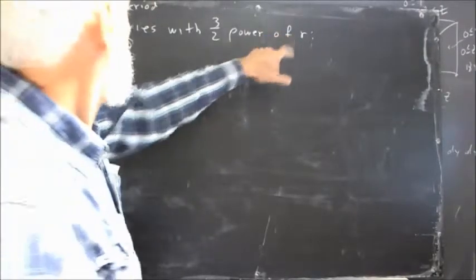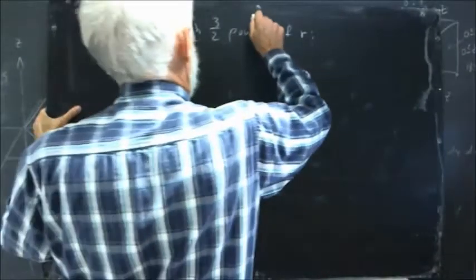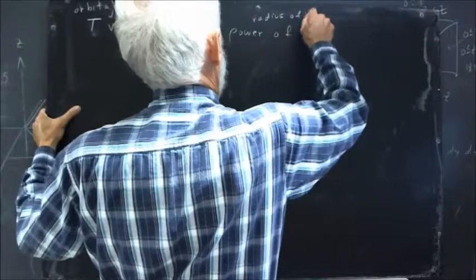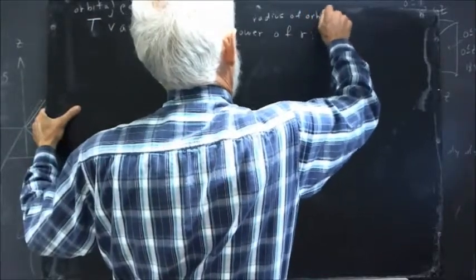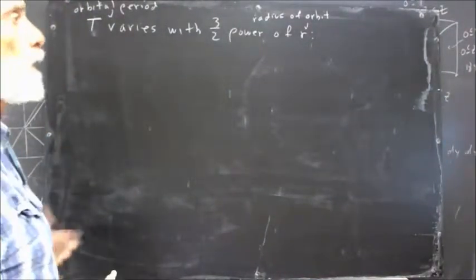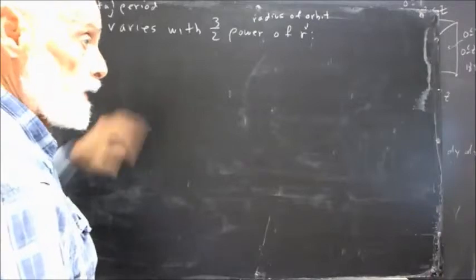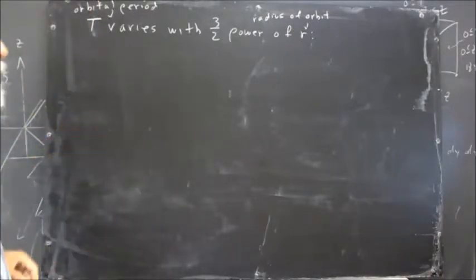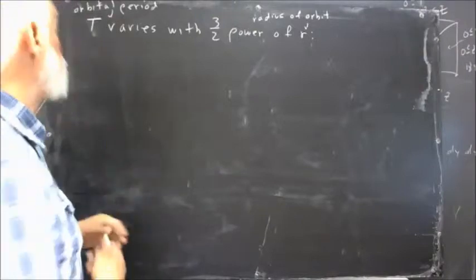And r is the radius of the orbit. And we're assuming a circular orbit. It doesn't work for an elliptical orbit, although there's something kind of close to this that works pretty well. Okay, so T varies with the 3/2 power of the radius.